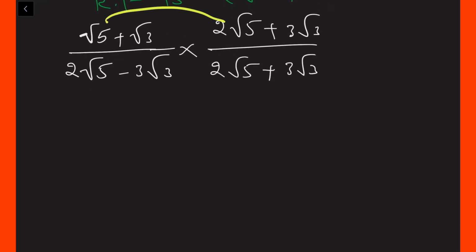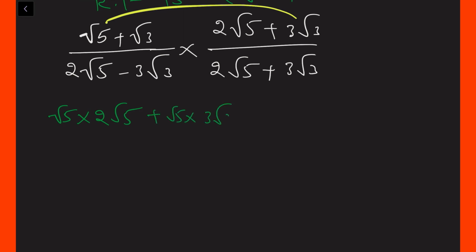First number into first number: root 5 into 2 root 5. First number into second number, both are plus only, so no problem with this, plus again: root 5 into 3 root 3.